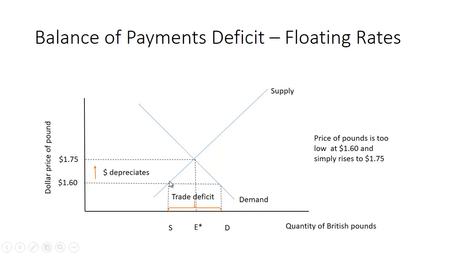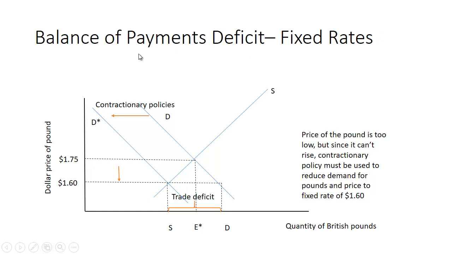So what happens? When you're out of equilibrium, the natural thing, in a floating rate system, is for the price to simply rise in this case. That is, the price of pounds rises to $1.75. That's the equivalent of the dollar depreciating, or you can say the pound appreciated. So once that happens, foreign goods in Great Britain won't be as cheap to U.S. consumers, U.S. goods won't be as expensive to British consumers, and therefore the trade deficit will be eliminated.